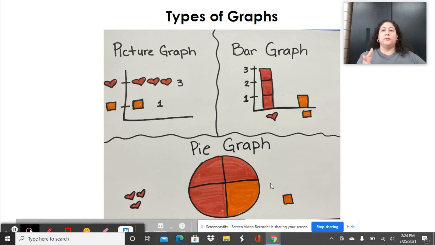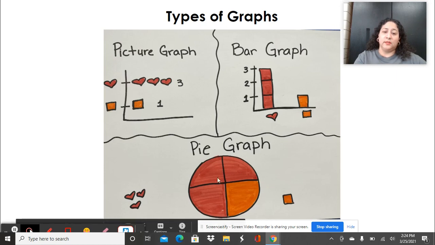And then I can look at the pie. And that pie graph is going to give us information. So looking at this pie graph, which one do I have more? Do I have more hearts or more squares? So this is the hearts. It has a lot more, right? I colored all of this red. So there are more hearts than there are squares, right?